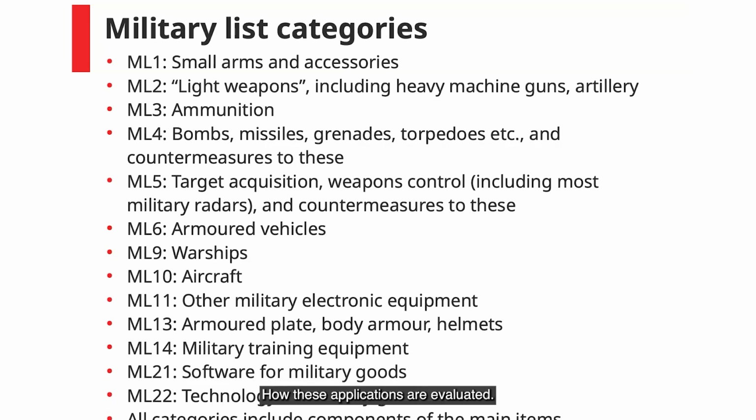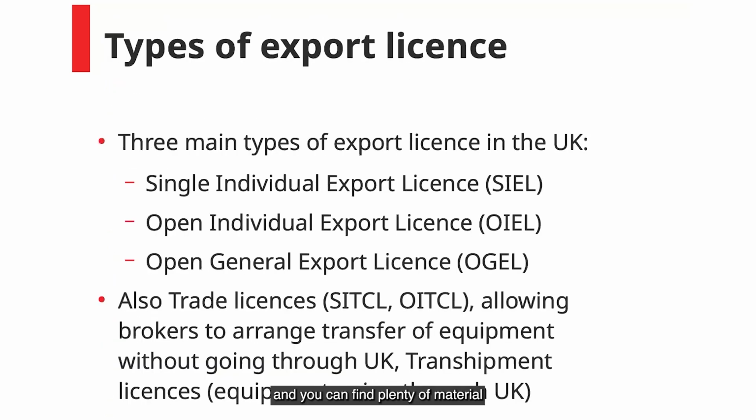How these applications are evaluated, the criteria that are supposed to be applied to decide whether to issue or to refuse an export license, and everything that is wrong with this system that still allows arms to be supplied to highly repressive regimes and countries engaging in brutal wars, occupations, and genocide, is something that CAT has written about a great deal. And you can find plenty of material on our website.